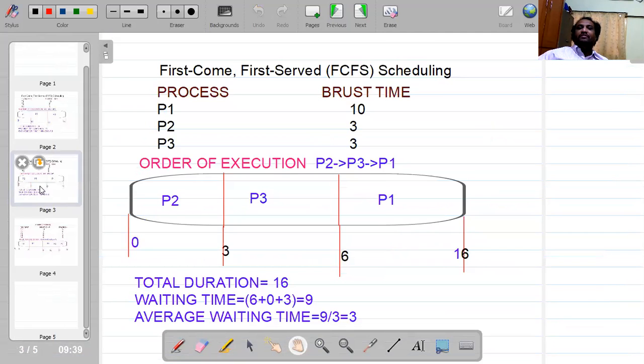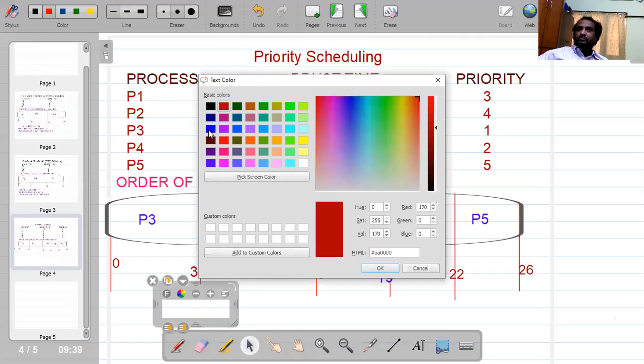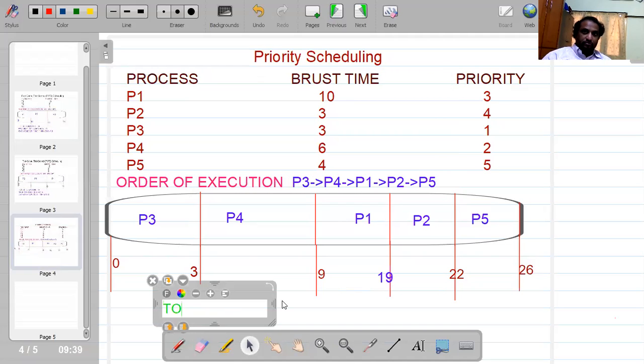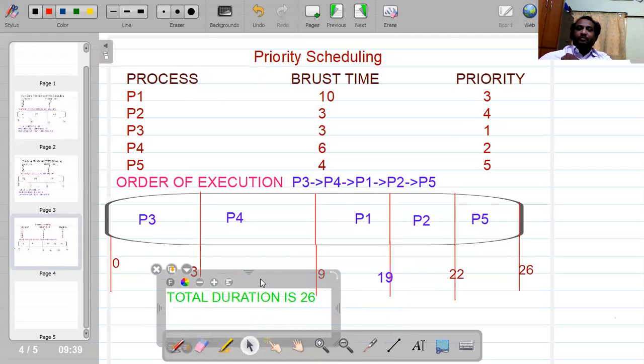So next what we have is total duration and waiting time. We're going to calculate total duration. Total duration, we already know, is 26 milliseconds. That 26 will come as the total duration in milliseconds. That is done. Then next, we must calculate the average waiting time.